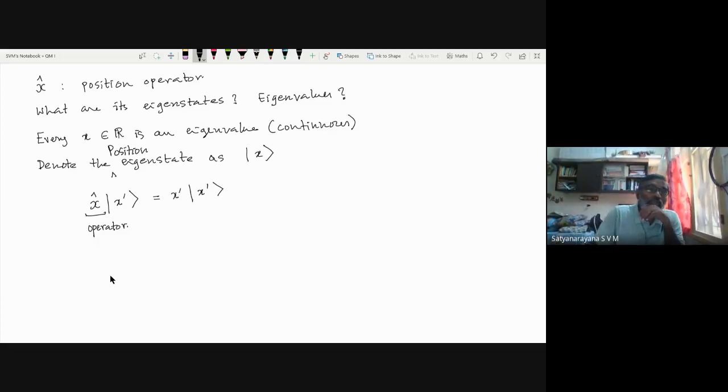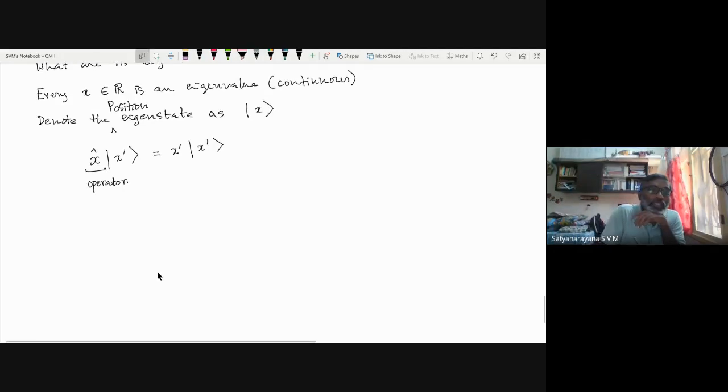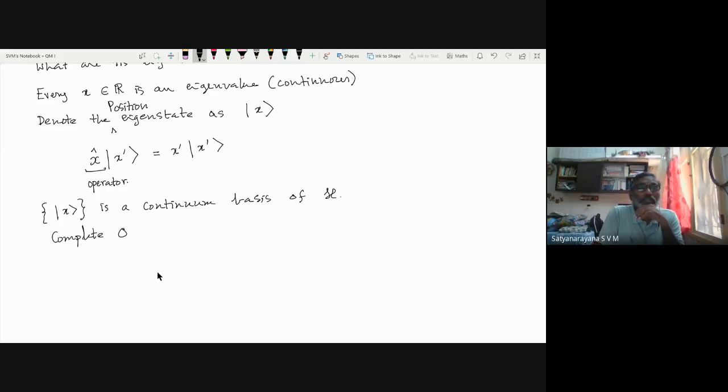Okay. So now if we understand this, then we can say that this set of all these kets x is a continuum basis of H, because x is a Hermitian operator. And what kind of basis is it? It is a complete orthonormal basis. Now we have to define this in the case of a continuum basis.